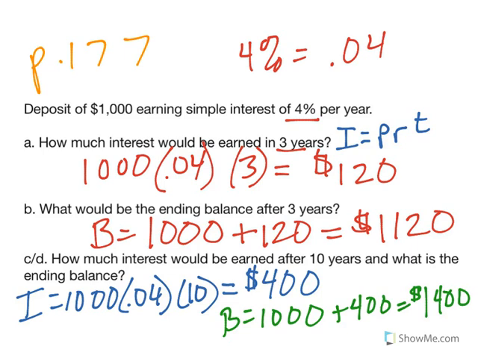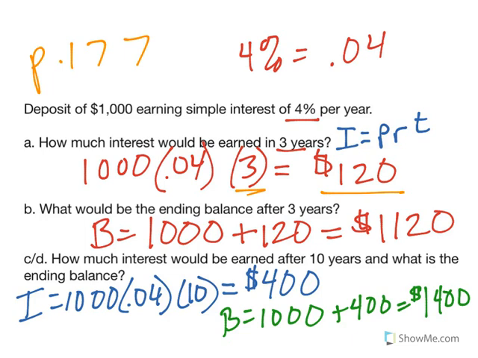Simple interest is linear. You earn the same amount of interest every year. So notice how in part A, $120 over 3 years, that's $40 per year. And if you looked at the example above, letters A through D, you will see how they figured out $40 per year for simple interest in this problem.